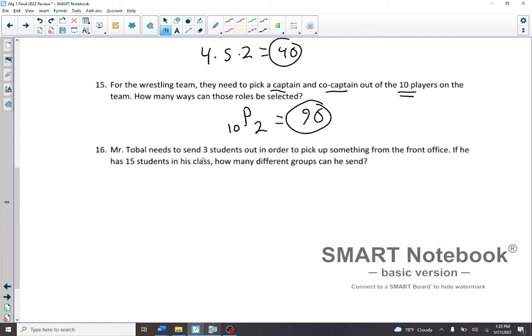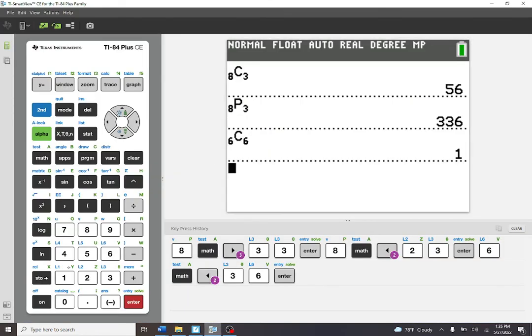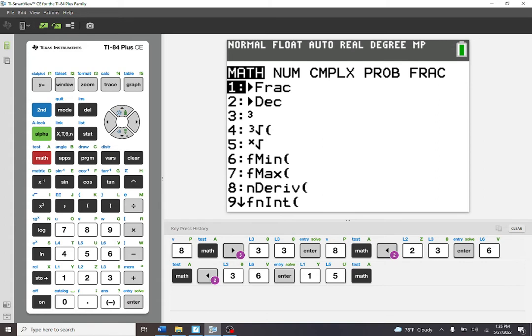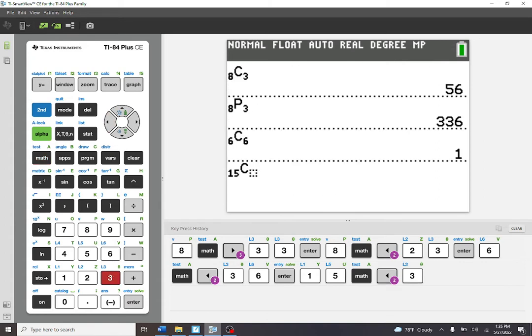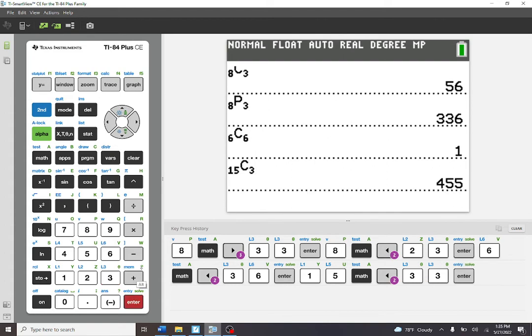Here, we have 3 students out of 15 students. It doesn't matter if you're picked first or last to pick up something, you're all picking up the same thing, or you all have the same job. So it's going to be 15 choose 3. Who cares who gets first? Who cares who gets last? You're all going to be carrying whatever I'm getting you from the front office. So this is 15 choose 3, which I don't know off the top of my head. So 15, math, probability. Since it's C, I'm going to put option 3. And it was 3 kids. So 445, 455.